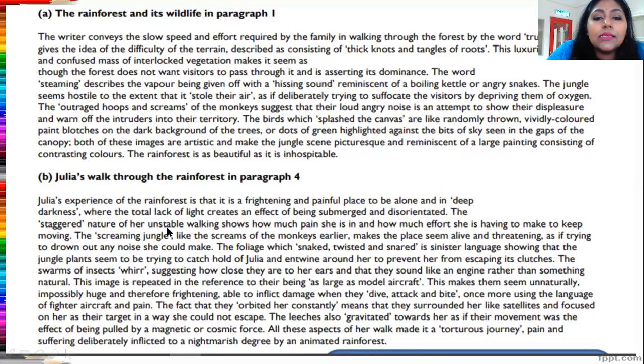Okay, so if you look at this, Julia's experience of the rainforest is a frightening and painful place to be alone in deep darkness. So the first line itself gives a general effect. Then the following sentences focus more on the detailed part of PEE, whereby you need to quote the words and phrases. For an example, deep darkness, staggered, and then this screaming jungle. So always make a complete PEE set for each of the selected words or phrases.